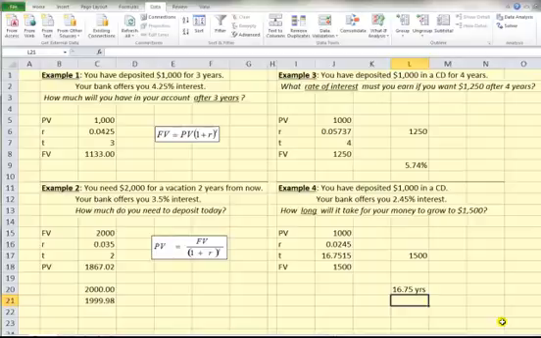And that's our introduction to how to use Excel, how to write formulas, how to take help from Excel to solve for unknowns, the 4 different unknowns in a compound interest formula.